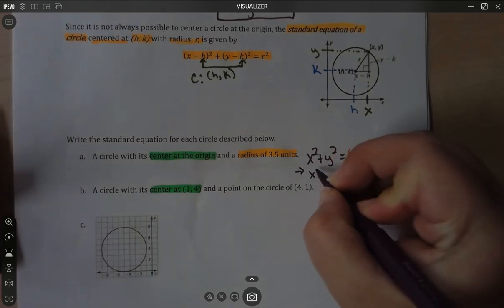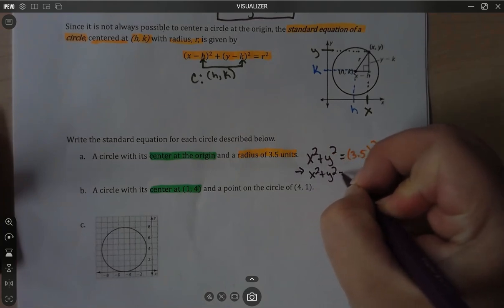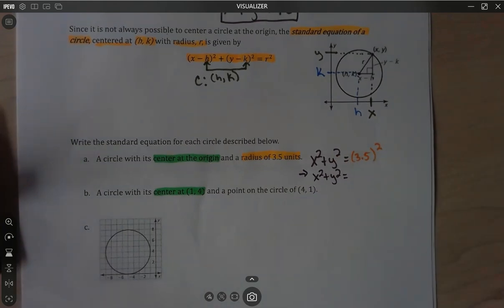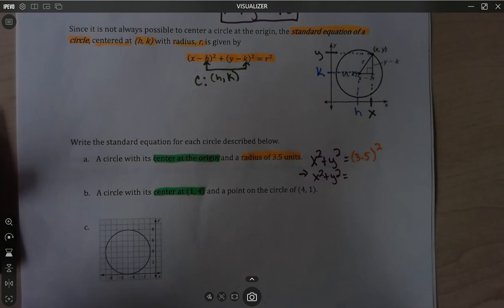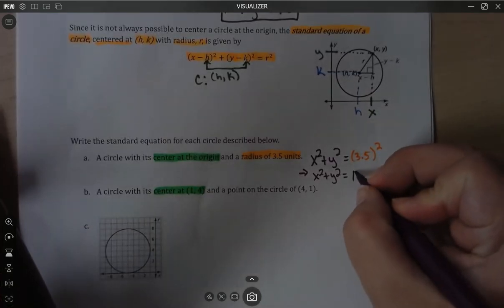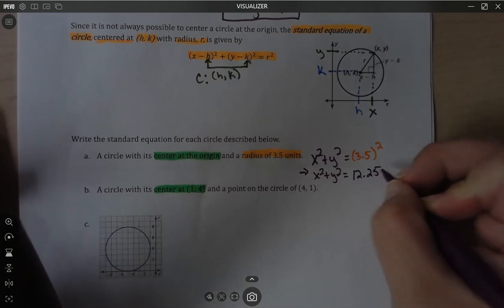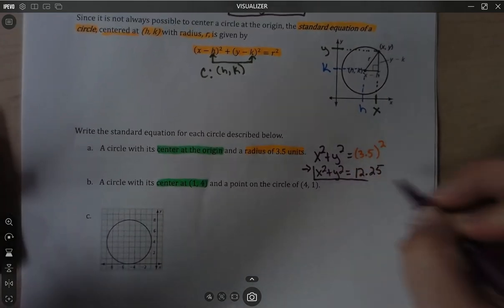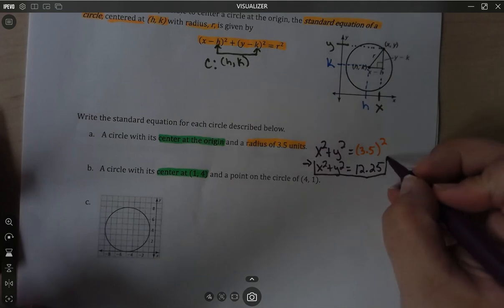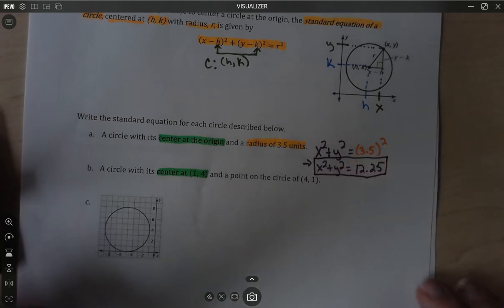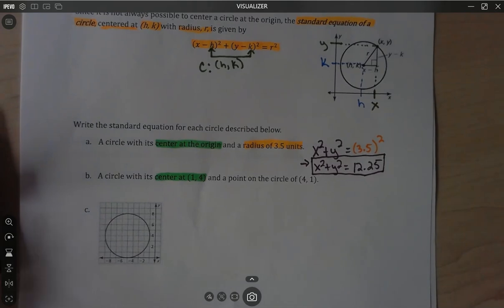which means x squared plus y squared equals, this is some 9.25 maybe? Nope, I am not right there. Helps if I get the right answer. 12.25. Glad I double checked with my calculator. So that would be my equation of that circle.